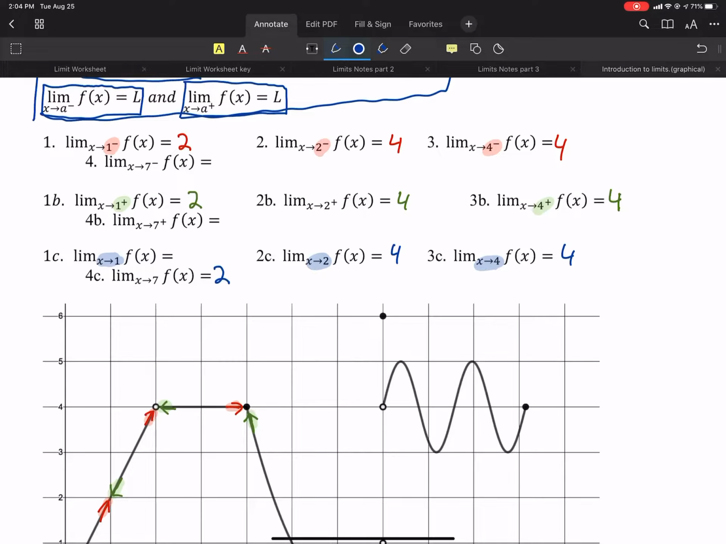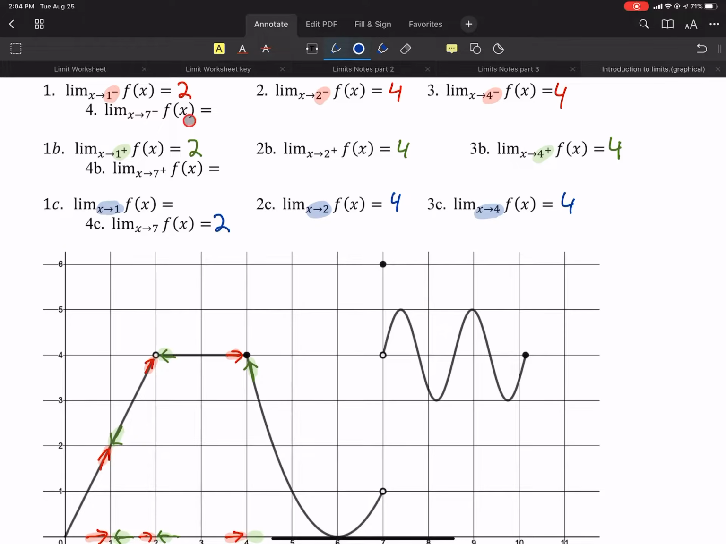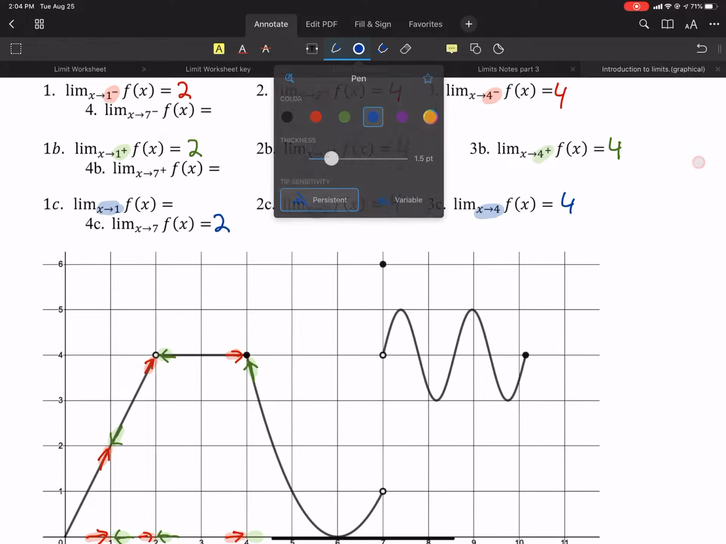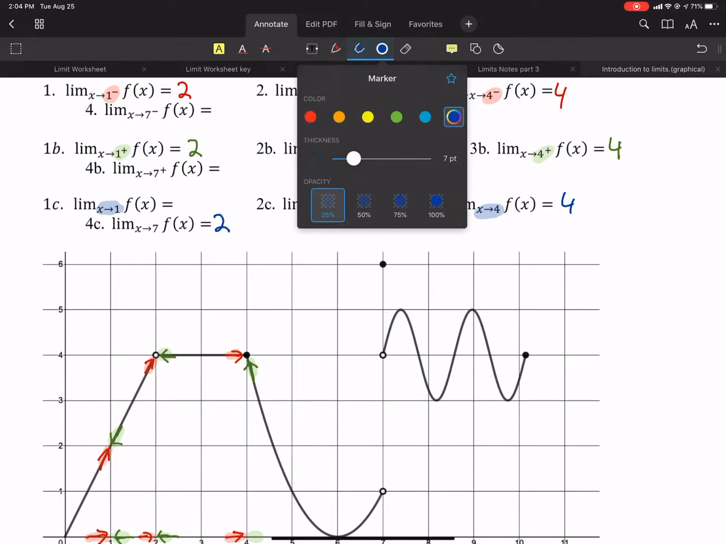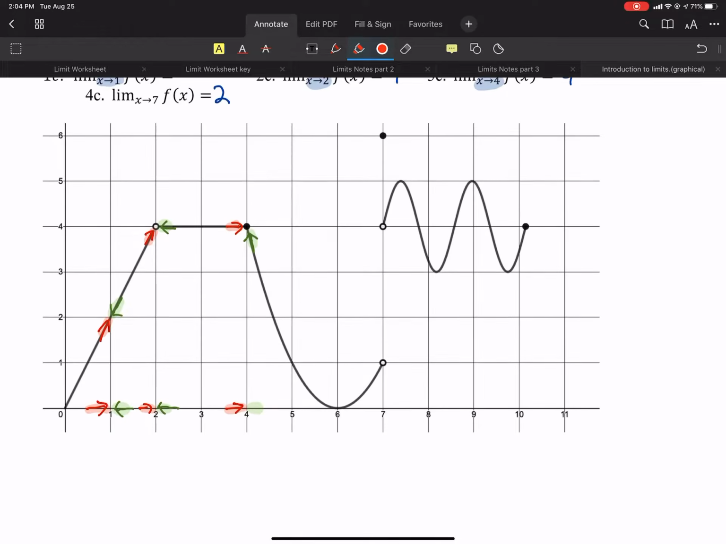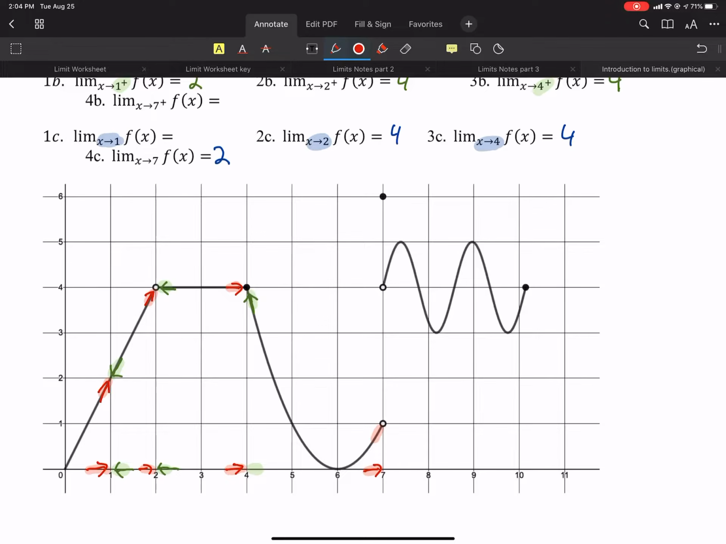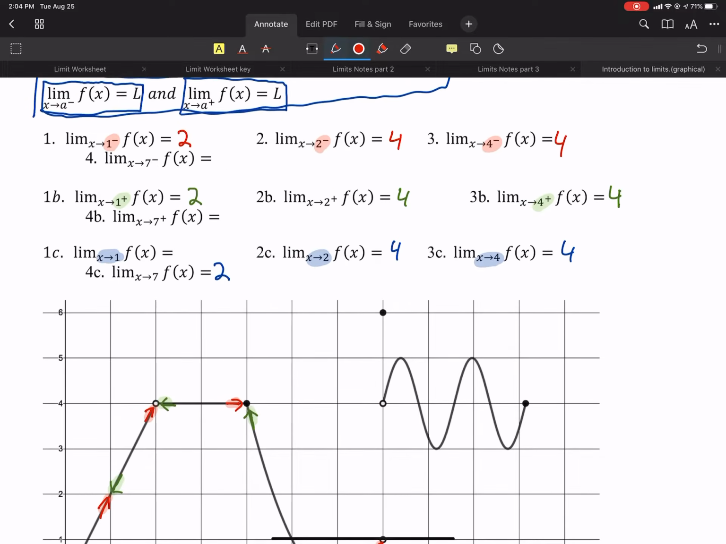All right, number 4, it's kind of hidden if you haven't done it yet. It got down here, it got scrunched for some reason. I'm sad, but I can't redo this whole video. We're approaching 7 from the left. So 7 from the left, we're looking at this side, which on the graph is here. So as x approaches 7, we need to look at the graph, and it looks like the y value approaches 1. So I'm going to do a 1 there.